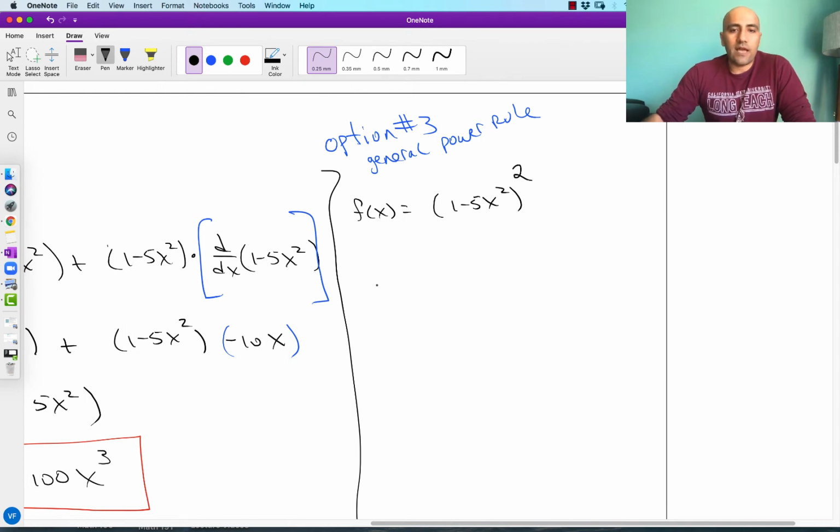Now we can just use our general power rule. And our general power rule is going to say that the derivative is equal to, thinking of this as our differentiable function, right? In fact, I'll do a little bit more writing than you normally need to do, just to make sure that it's clear. What I'm doing is I'm going to think, let u of x be this 1 minus 5x squared. So if I do that substitution, then this can be thought of as u of x raised to the power of 2.